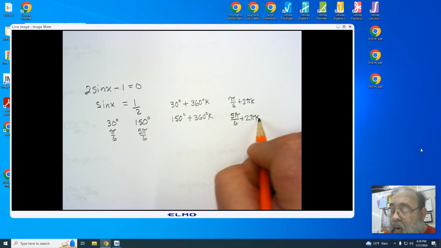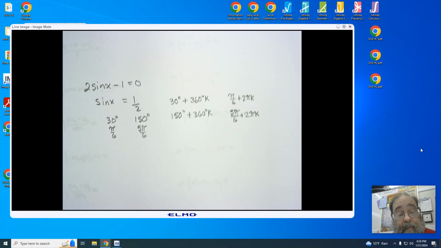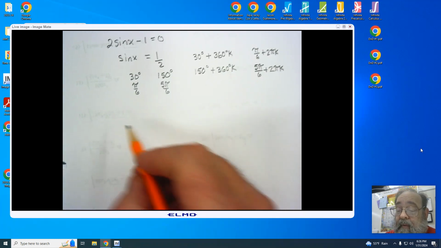Now, if we were given a domain, we would have to add our rotations until we get outside of that domain. This is where we have multiple solutions. We're now going to number 4.